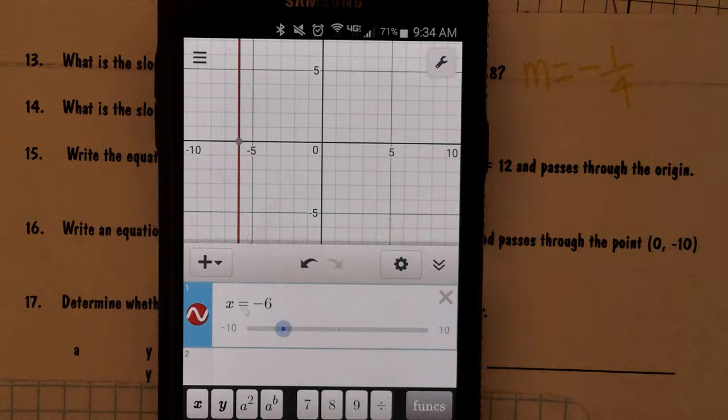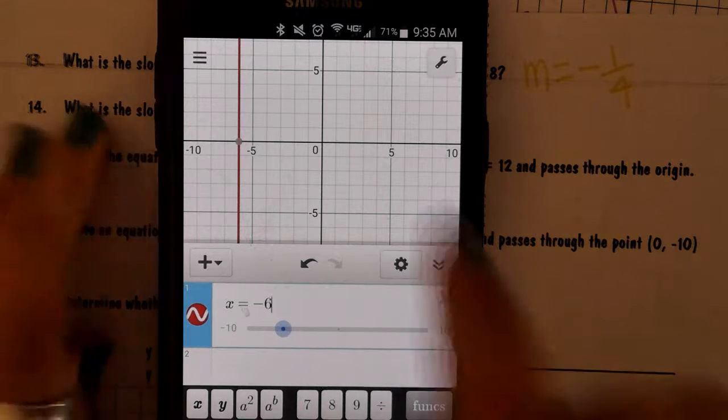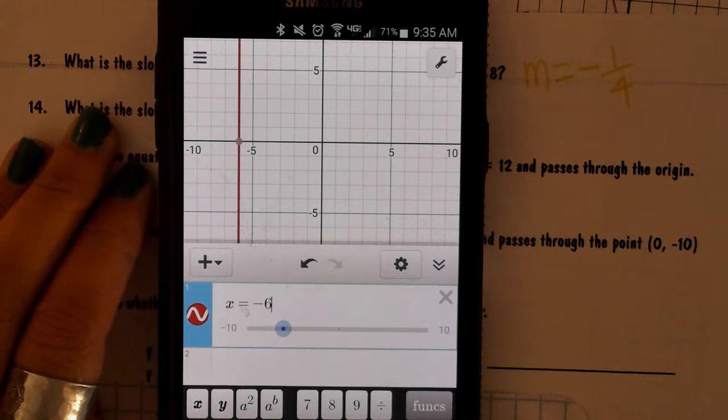And what is the slope of all vertical lines? What is the slope of this kind of line? Undefined. So this slope is undefined.